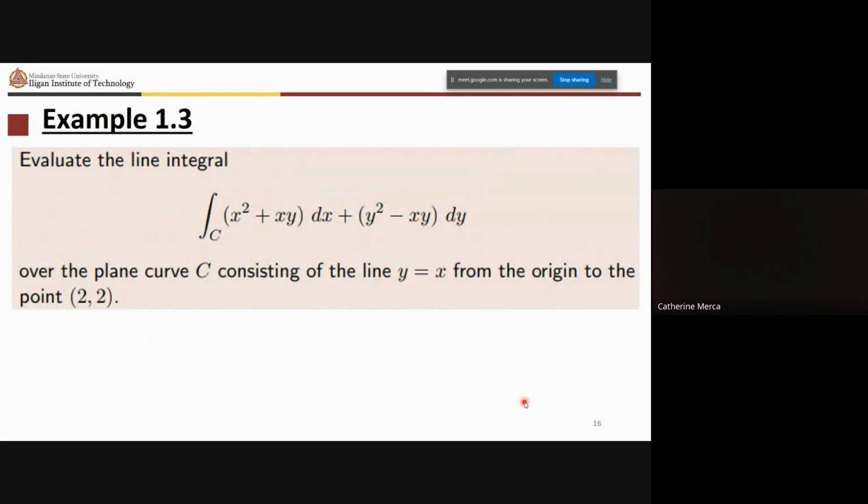So for example, we have the integral of x squared plus xy dx plus y squared minus xy dy over the plane curve C consisting of the line y is equal to x, from the origin to the point 2, 2. How does it look like? Y is equal to x is a line which slants upward to the right along your x and y axes. So it says from the origin, that is from this point 0, 0 to the point 2, 2. So you count 2 units, then 2 units here. So this point.